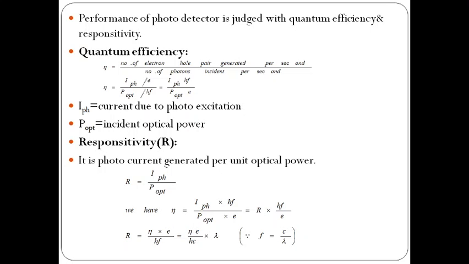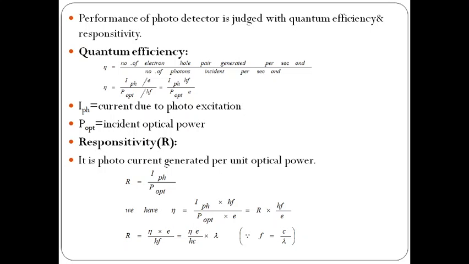From that we can write f equals c by lambda. So we can write R equals eta e by hf, or eta e lambda by hc. Here eta is the quantum efficiency, e is the charge of the electron, h is the Planck's constant, c is the light velocity, and lambda is the wavelength of photon. These are the two parameters.